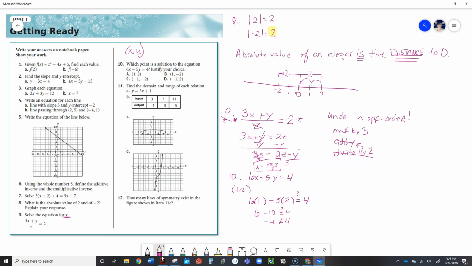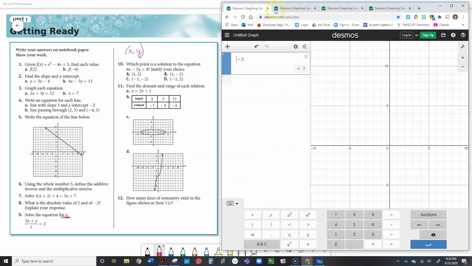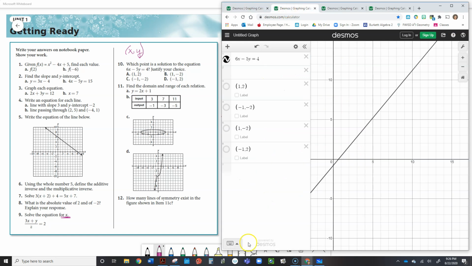So we would say this one is not a solution. Now, you can use Desmos to check your work. If I'm asking you to show your work, and I always ask you to show your work, this is what I expect to see. But that does not stop you from going to Desmos and saying, hey, is this going to be true?